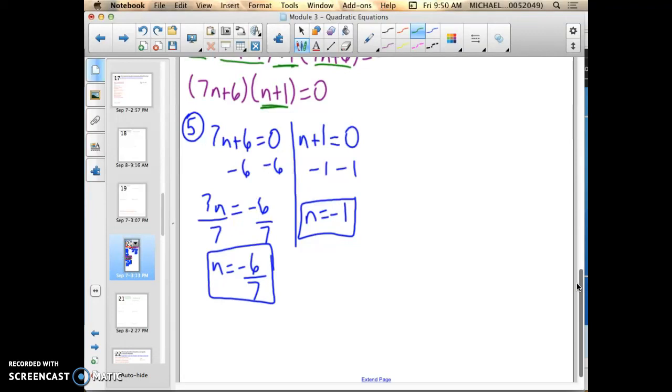n equals negative 6 over 7, and n equals negative 1. If you did not get this, please raise your hand because this is a tough topic, and we can come over and talk about it.